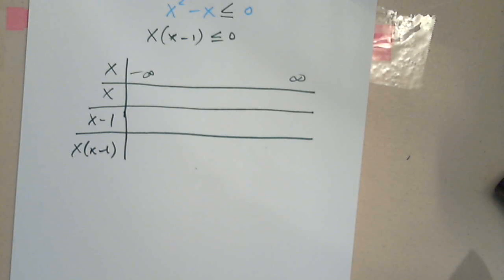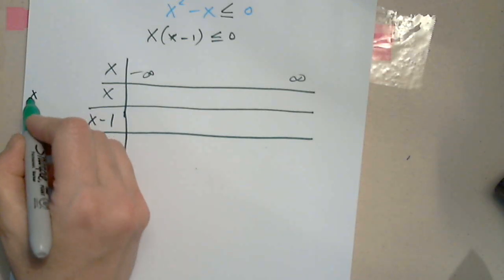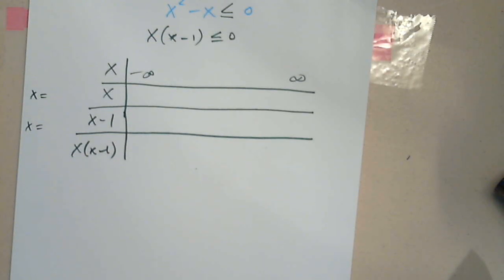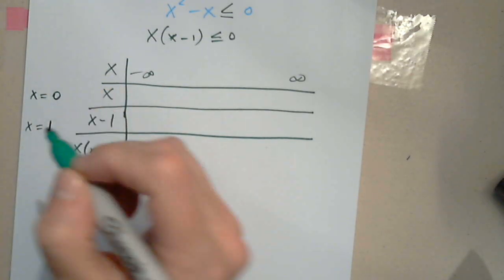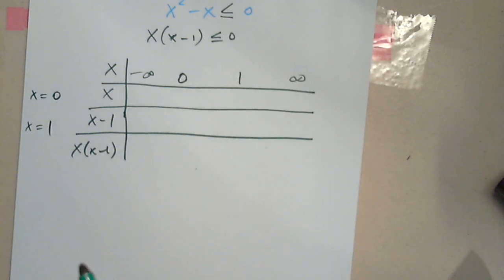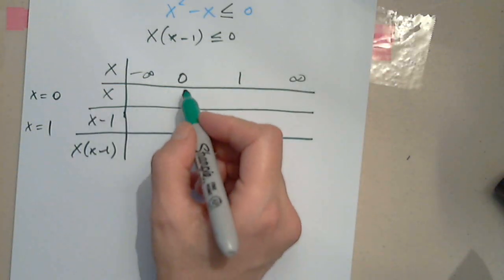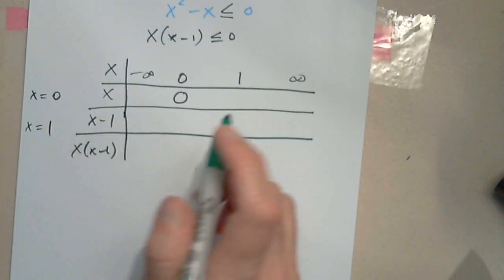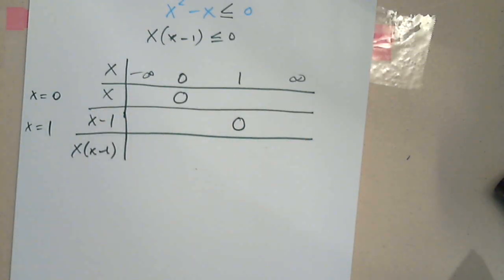Again, I need the value that makes each one 0, so I can put them in the correct order in the table. 0 and 1. Very good. So please put them in the correct order in the table. Put 0 for the first row because that's where it's 0, and 1 under x minus 1.